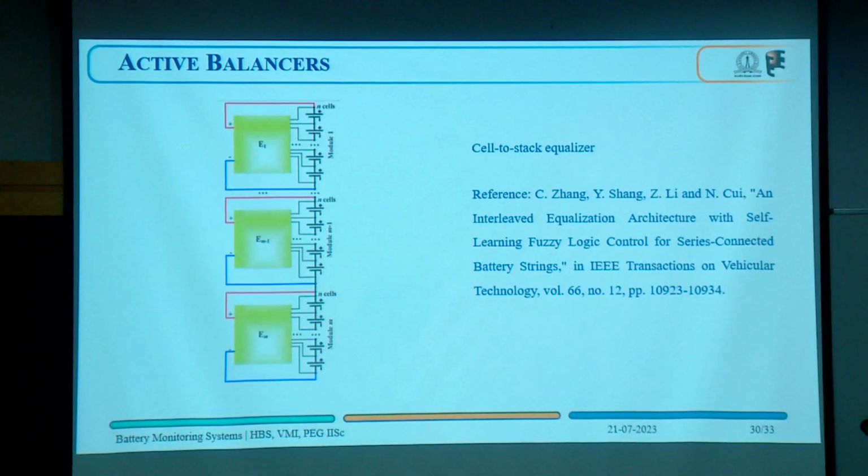Then we have the cell to stack equalizer. Let us say there are 10 cells in a string or a battery. Then we have a single converter, kind of like a boost converter, which converts all the cell voltages into a common DC link. So this uses a common DC link to equalize the voltages. It is a modular kind of structure, so you can have n number of balancers for these cells.